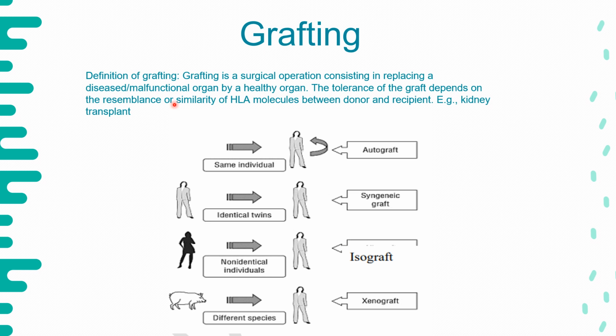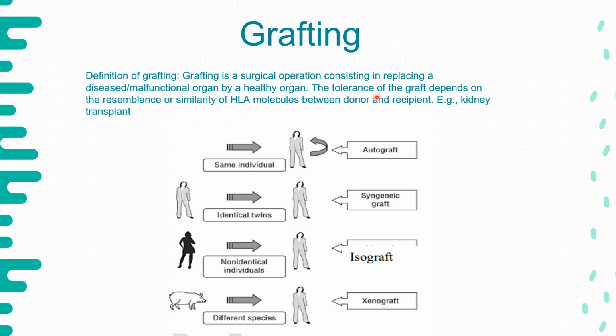This happens in medicine when doctors need to replace or to repair a damaged part. For example, if someone has severe skin damage from a burn, doctors might take healthy skin from another part of the body and place it over the damaged area to help it heal.